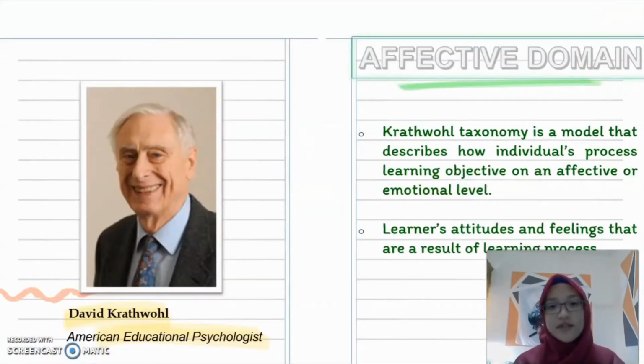To begin, let me introduce to you David Krathwohl, who is an American educational psychologist. He created Krathwohl taxonomy, which is a model used to describe how individuals process the learning objective based on affective domain and emotional level. From dictionary or Google, we can find the meaning of affective is relating to emotions, feelings, moods, and attitudes. From this model, we know that the learning process depends on how much students are emotionally charged, so students' attitudes and feelings can be seen as the results of the learning process. Because of that, teachers should include motivation as one of the learning objectives that need to be measured.